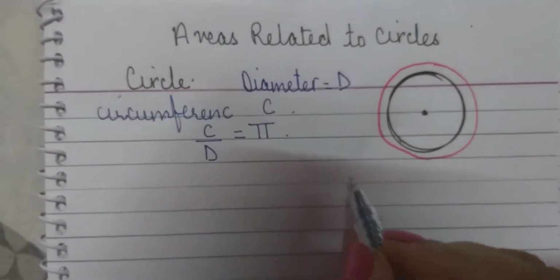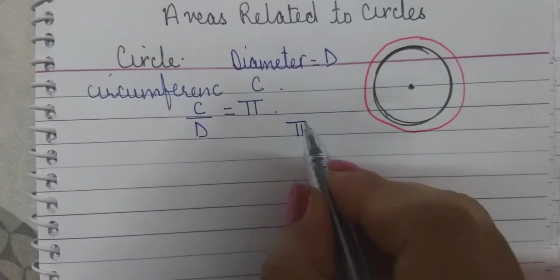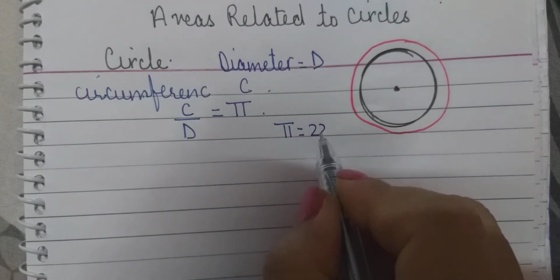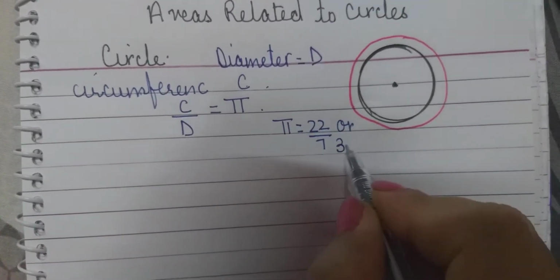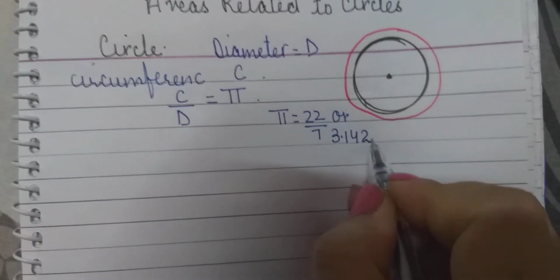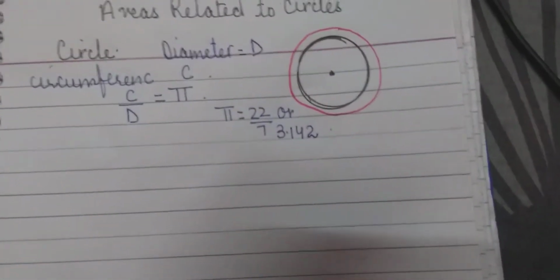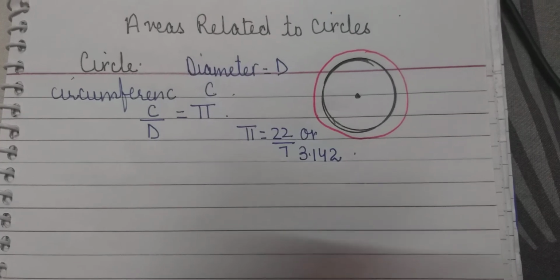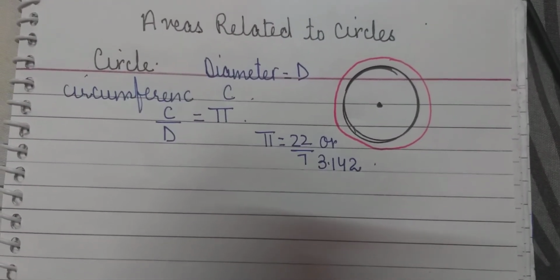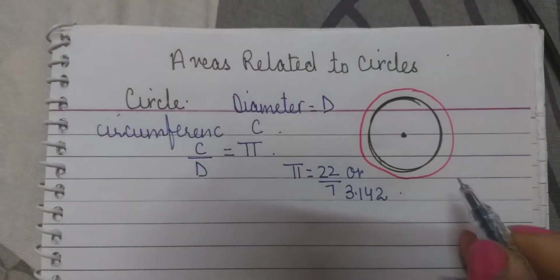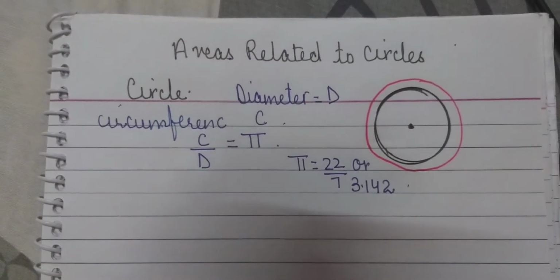Now what is the value of pi? You all know the value of pi is 22 upon 7 or 3.142. As you know, it is an irrational number. Neither is it terminating, nor is it a recurring decimal. It is an irrational number. Now, what is the diameter?